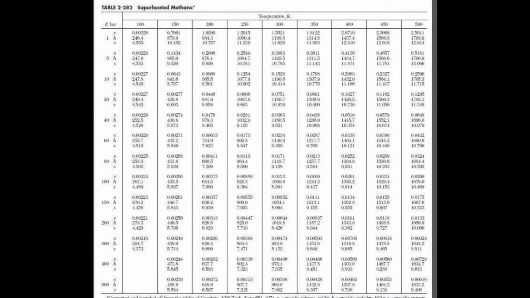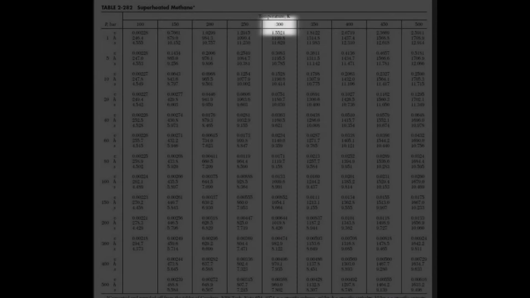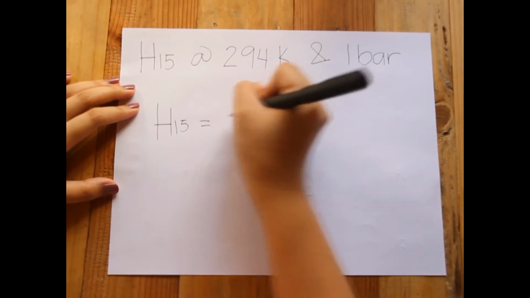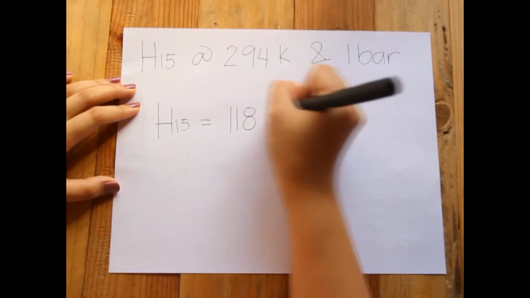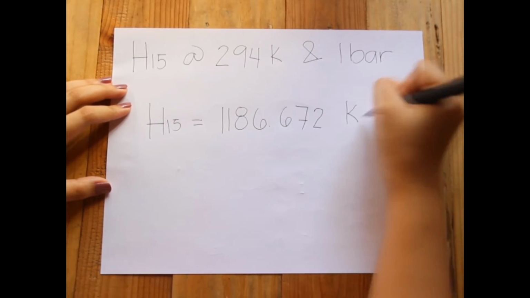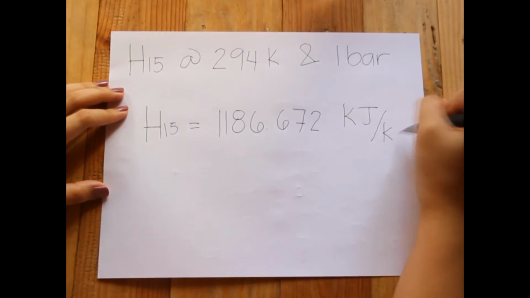For H15 at 294 Kelvin and 1 bar, we will be using the same table. Interpolate between 250 and 300 Kelvin. We will then obtain the value of H15, which is equal to 1186.672 kilojoules per kilogram.